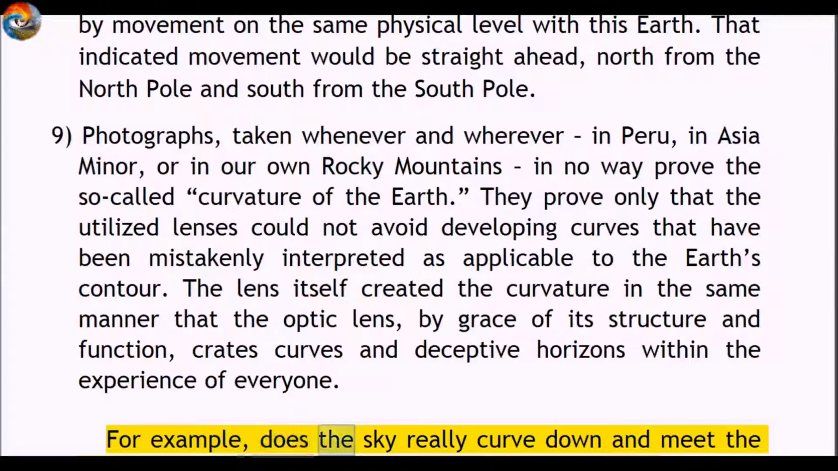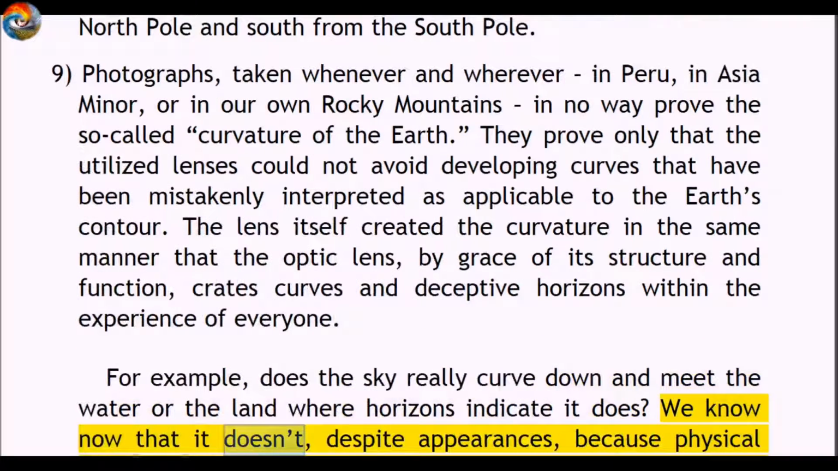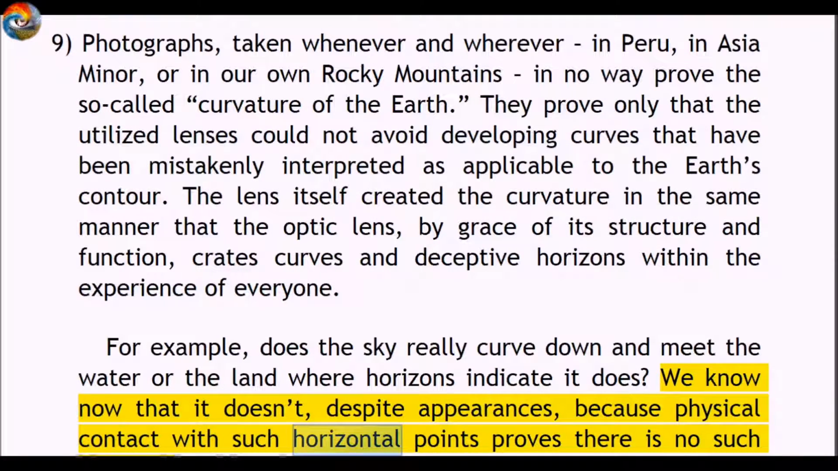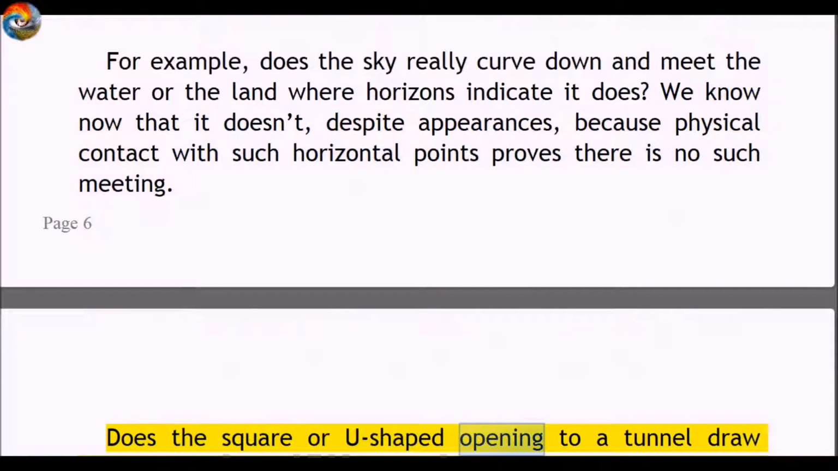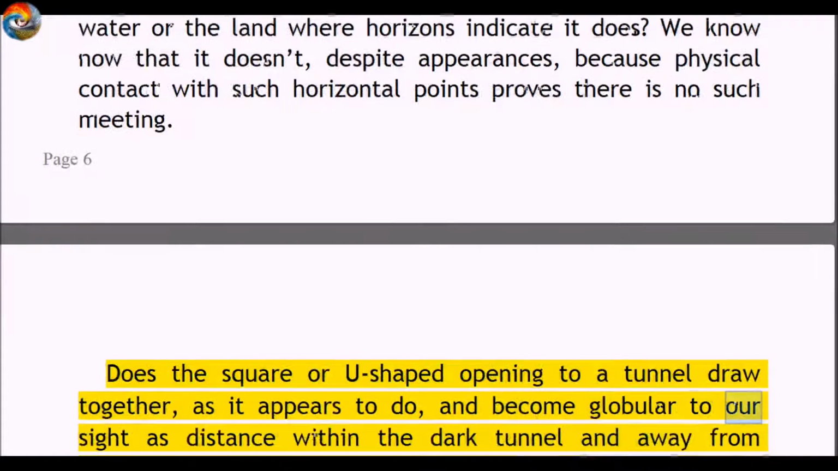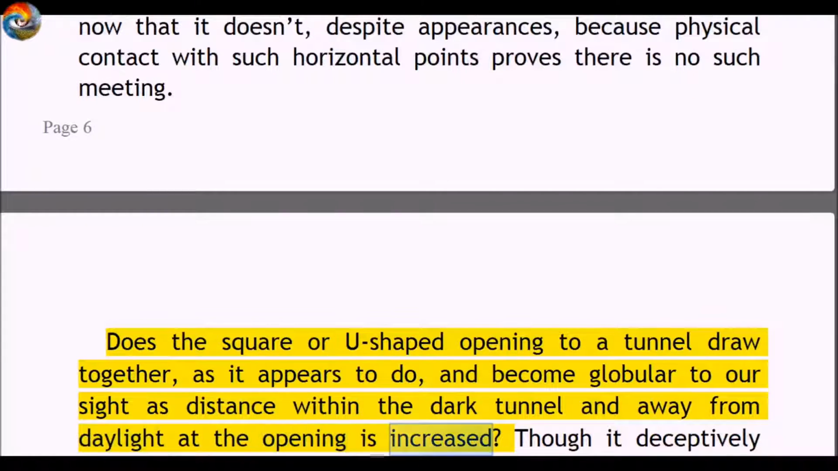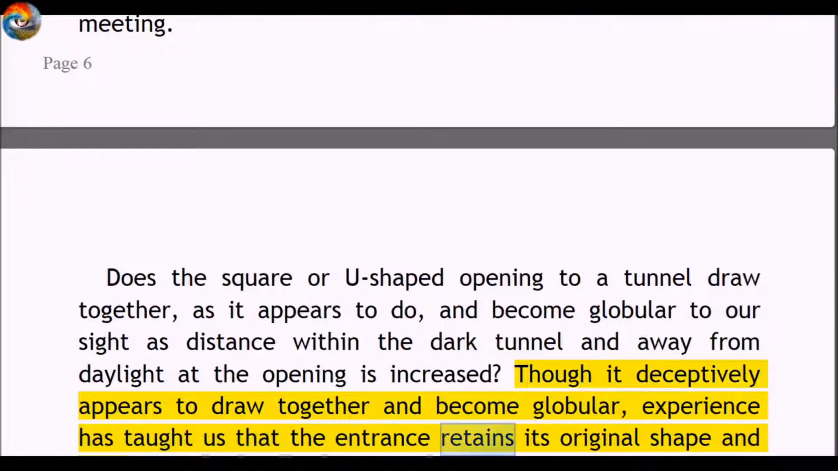For example, does the sky really curve down and meet the water or the land, where horizons indicate it does? We know now that it doesn't, despite appearances, because physical contact with such horizontal points proves there is no such meeting. Does the square or U-shaped opening to a tunnel draw together, as it appears to do, and become globular to our sight as distance within the dark tunnel and away from daylight is increased? Though it deceptively appears to draw together and become globular, experience has taught us that the entrance retains its original shape and size.